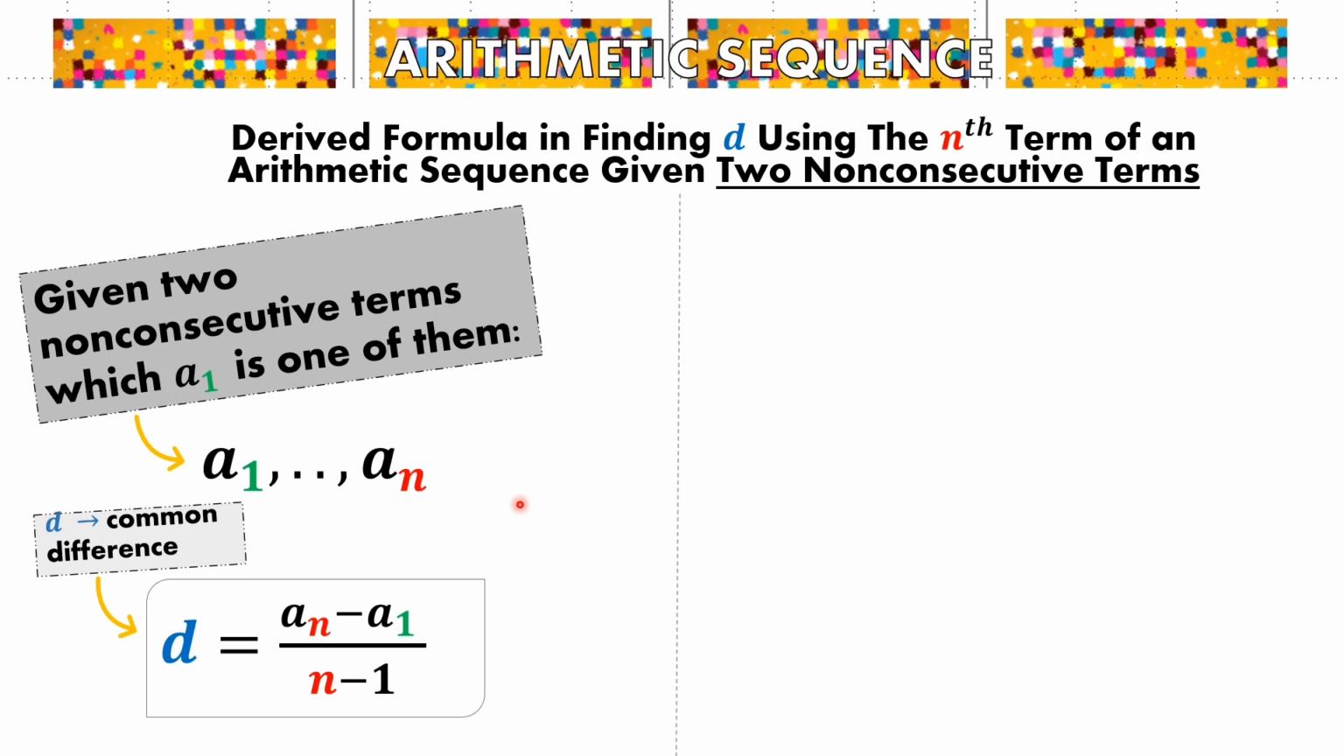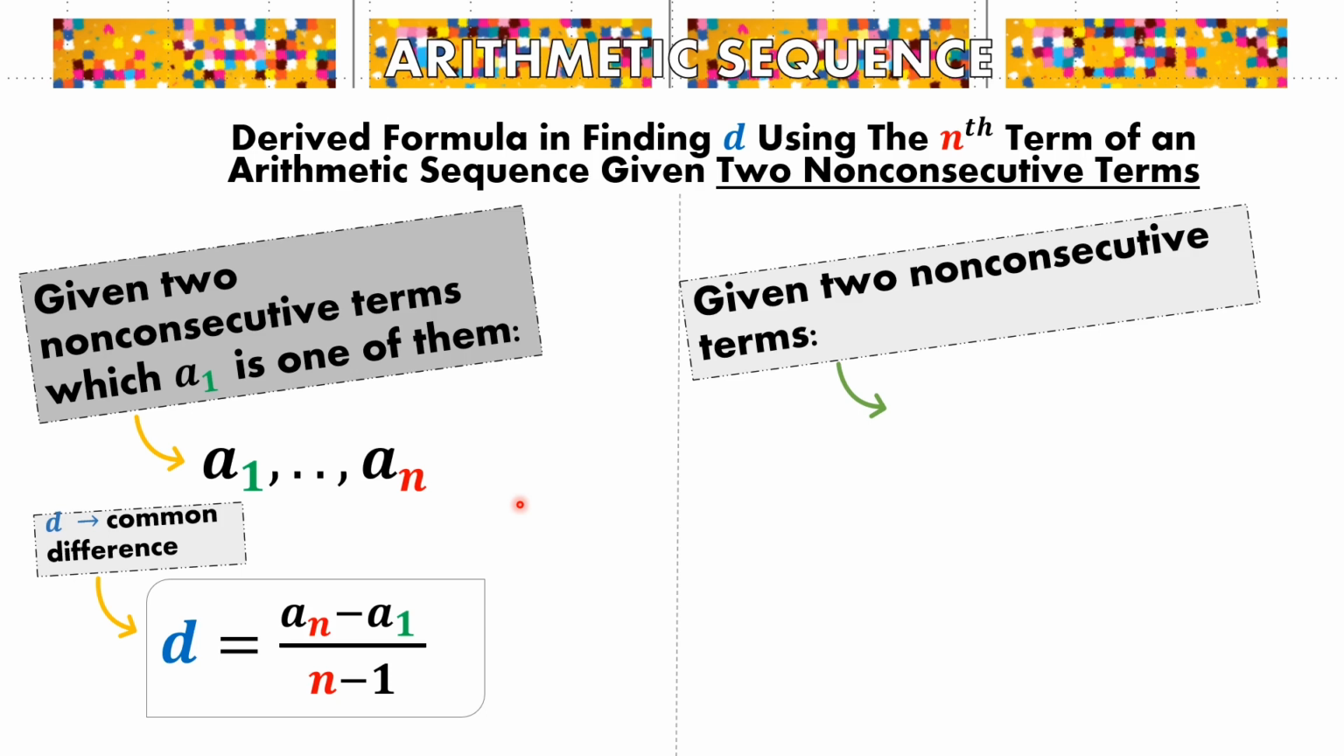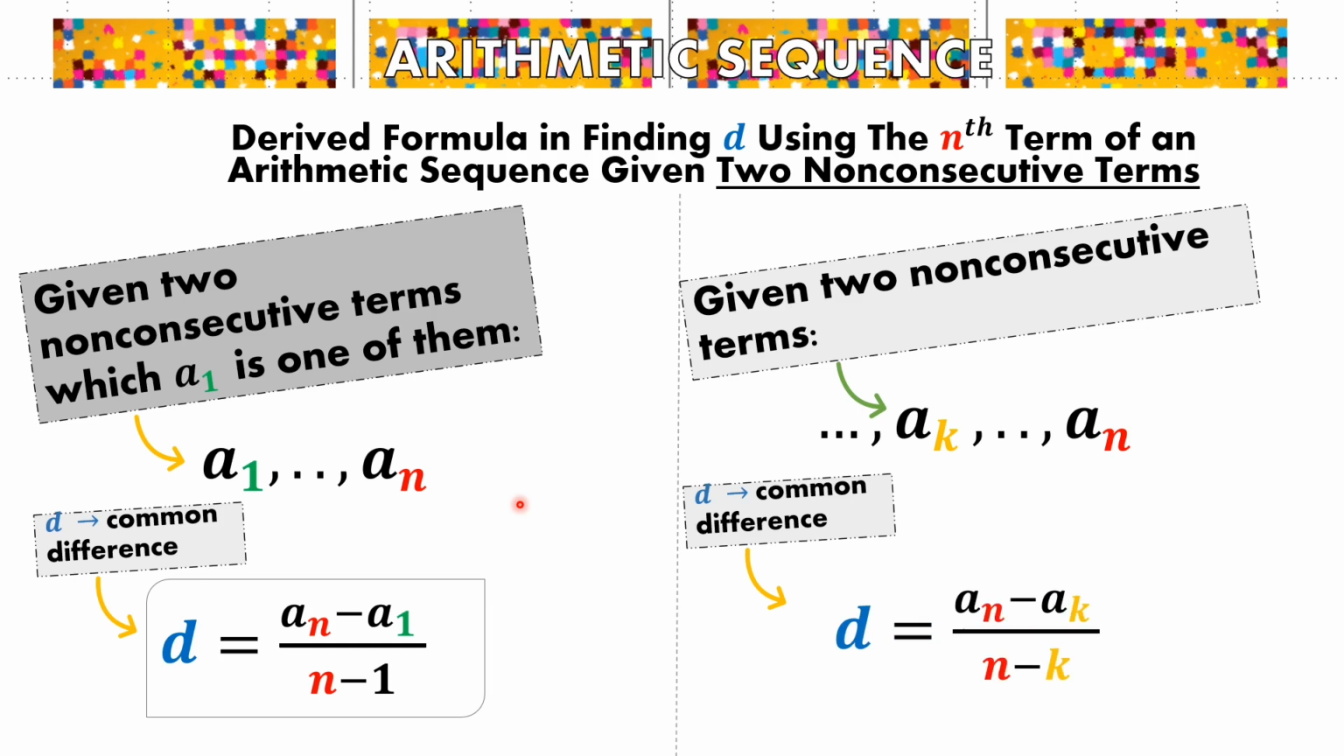So given two non-consecutive terms other than a sub 1, which are denoted by a sub k and so on until a sub n, we have d equals the last term minus the non-consecutive term, which is a sub k, all over the value of n minus the value of k.